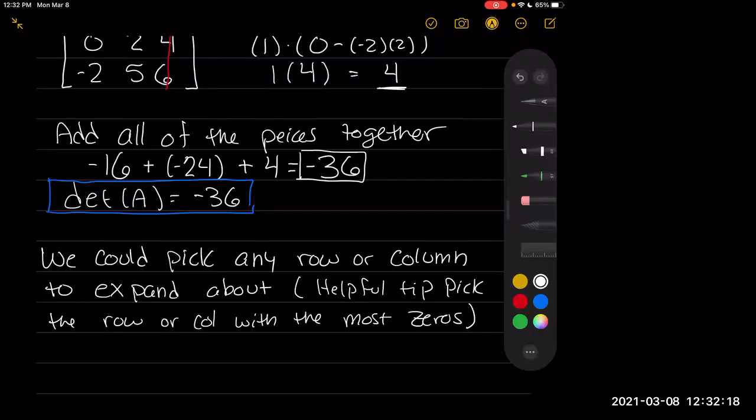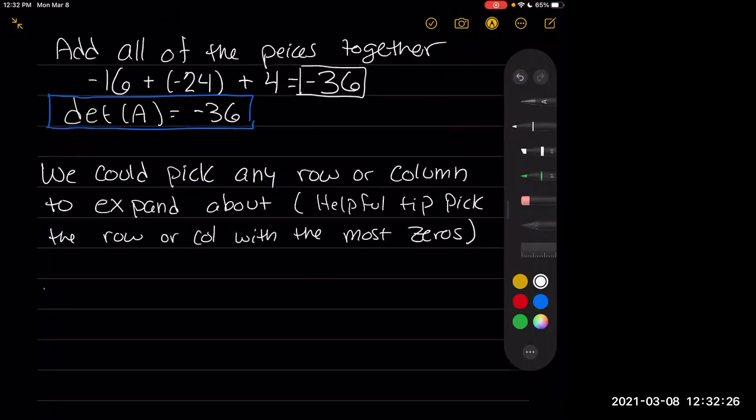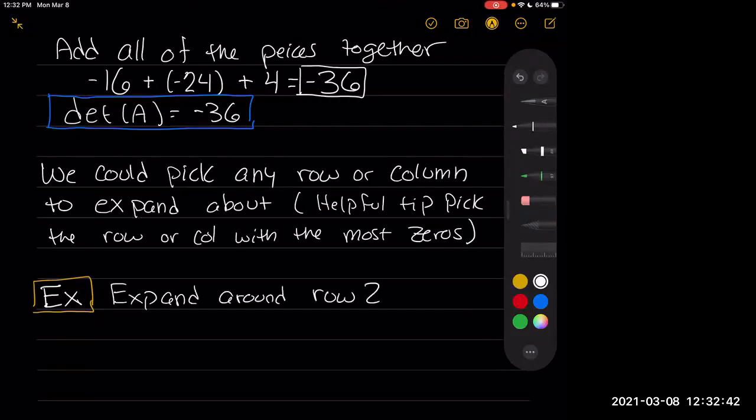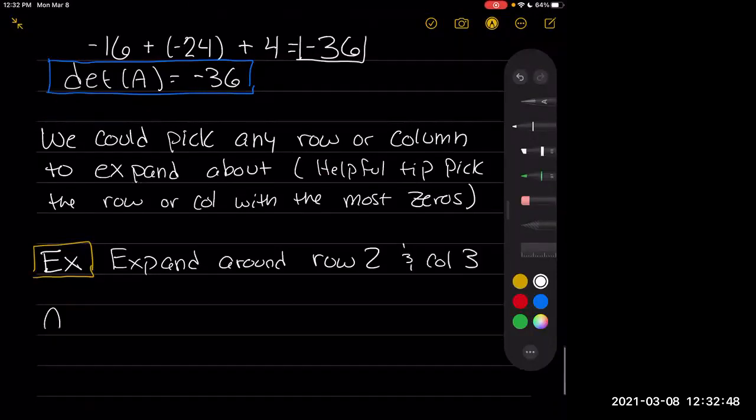I just like to do it, but if you really get the system down for just expanding about the first row every time and you only learn that, that's also fine. Because it doesn't matter which row or column you expand about because you're going to get the same thing. So we're going to do the same matrix, but we're going to expand around row 2 and column 3. So I'm going to rewrite our A matrix just so you don't have to look up at your notes a whole bunch. So 2, 3, 1, 0, 2, 4, negative 2, 5, 6.